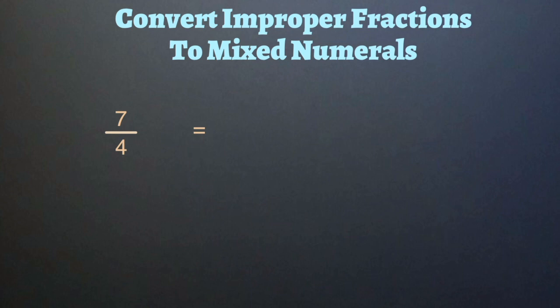Hey there. In this video, we're going to be having a look at how we can convert some improper fractions to mixed numerals. What we have here is an improper fraction because our numerator, the number on the top, is bigger than the number on the bottom. To show you what 7/4 looks like, I'm going to just use a diagram.